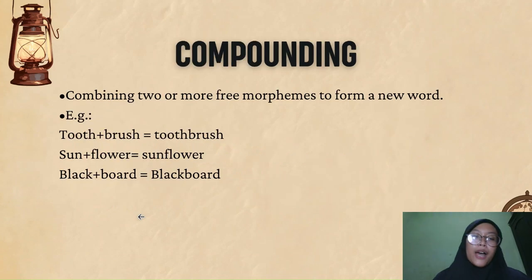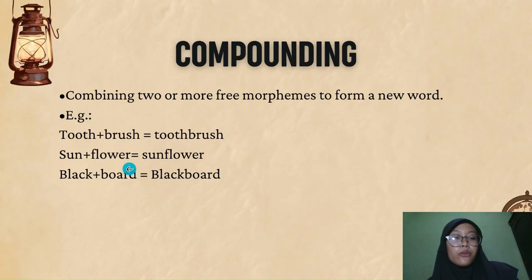Next, compounding. Compounding is combining 2 or more free morphemes to form a new word. The example is free morpheme tooth meets free morpheme brush and becomes toothbrush. Then sun and flower become sunflower, black and bird become blackbird.